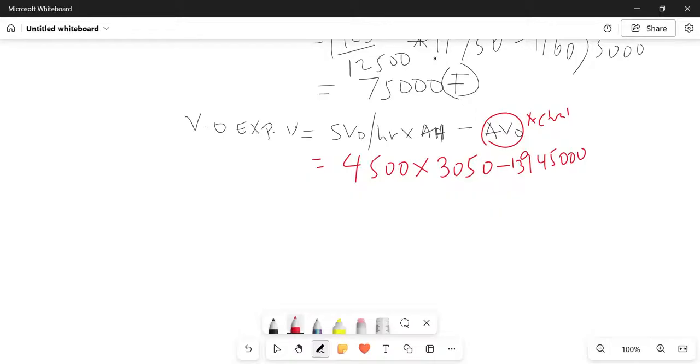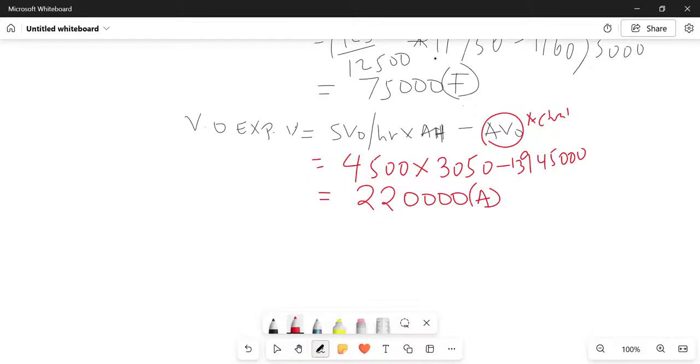Otherwise, the other option is that you convert this by 1,000. So then give me this variable overhead expenditure variance. According to my brother here, we are getting 220,000 adverse. Is that okay? Adverse, right?